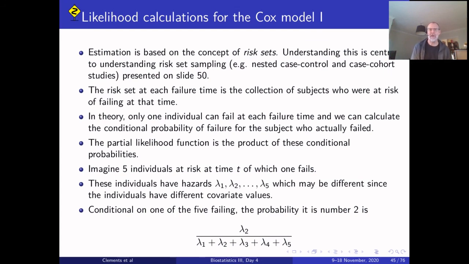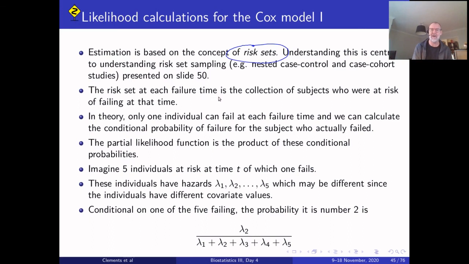Right, change the topic. We're now going to talk about likelihood calculations for the Cox model, and then that will lead us on naturally to thinking about nested case control studies. An important concept for both the Cox model and for nested case control studies is the concept of risk sets. And understanding risk sets is central to understanding risk sampling, such as used for case cohort and case control studies, which we'll present shortly.